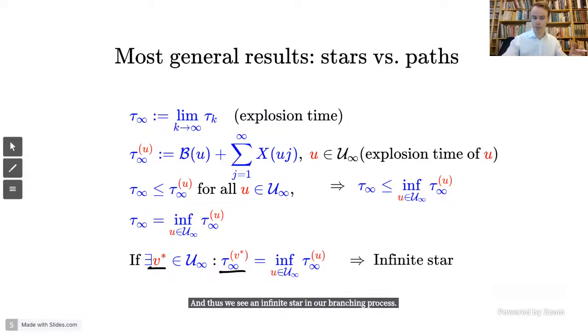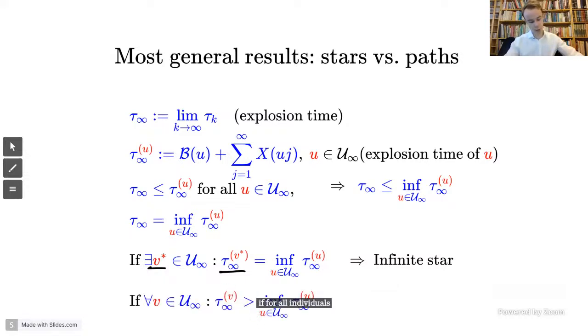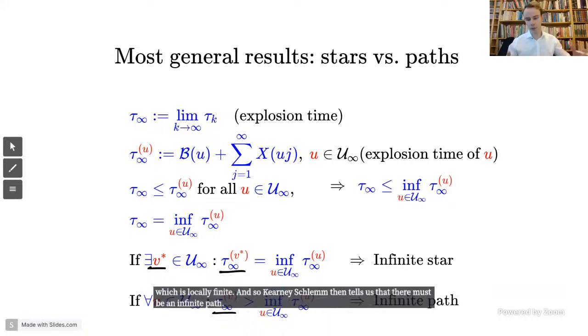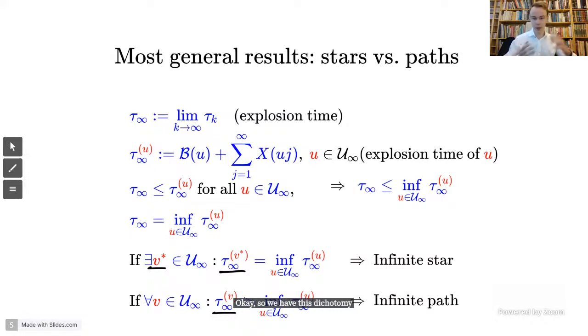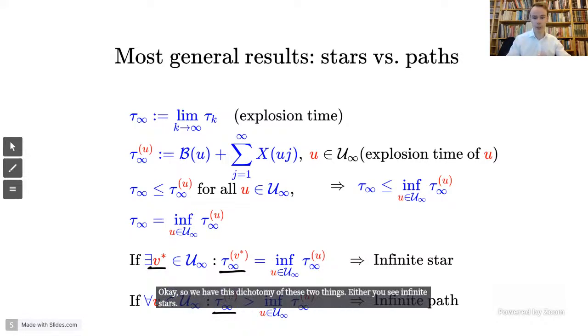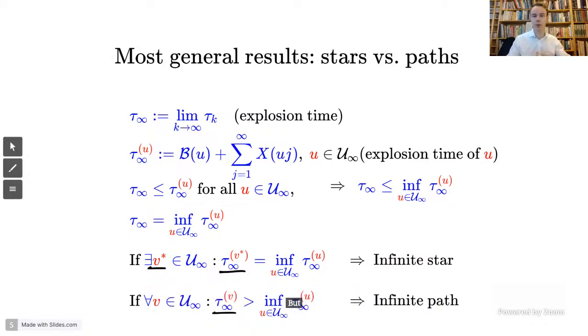On the other hand, if for all individuals V, it is true that the explosion time, tau infinity of V, is strictly larger than this infimum, then no individual has an infinite number of children by the time that this tree is infinitely large. So we have an infinitely large tree, which is locally finite, and so Koenig's lemma then tells us that there must be an infinite path. Okay, so we have this dichotomy of these two things. Either you see infinite stars or you see infinite paths. But the interesting question is, of course, which of these two things happens, when, and why? So that's what we want to look into a bit further.